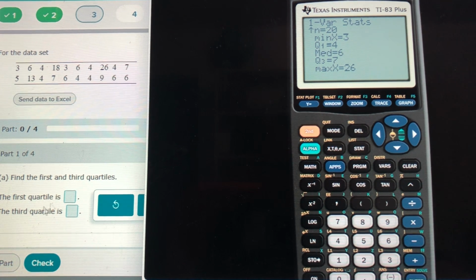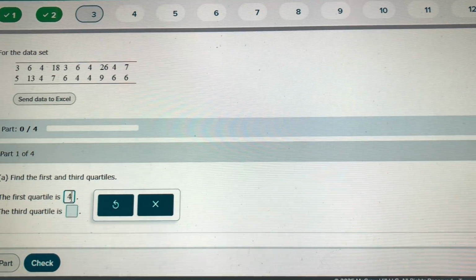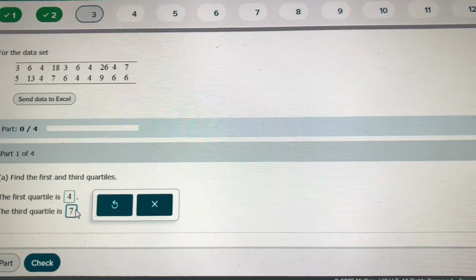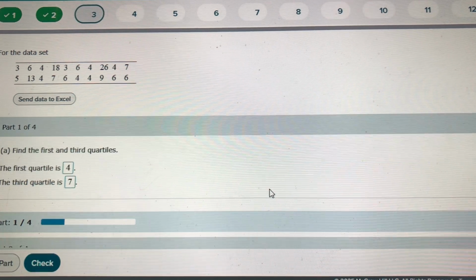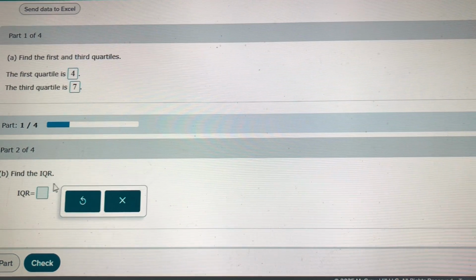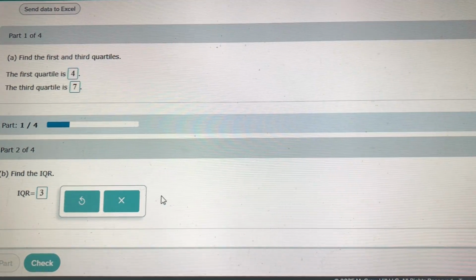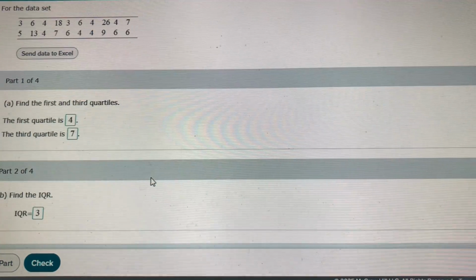So now I can answer this question easily. The first quartile, Q1, is 4. The third quartile was 7. See, now I didn't have to spend a long time putting the data in order myself and doing it all by hand. The IQR, the calculator does not spit that answer out, but that's a simple rule you should know. It's Q3 minus Q1. 7 minus 4 is 3. That's easy after you get part 1 done.